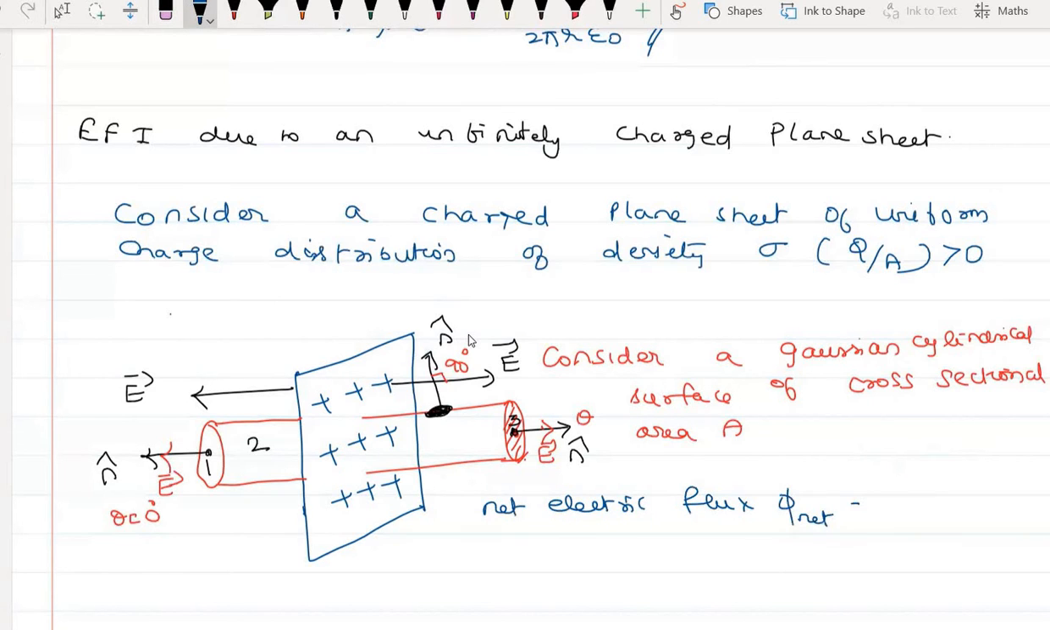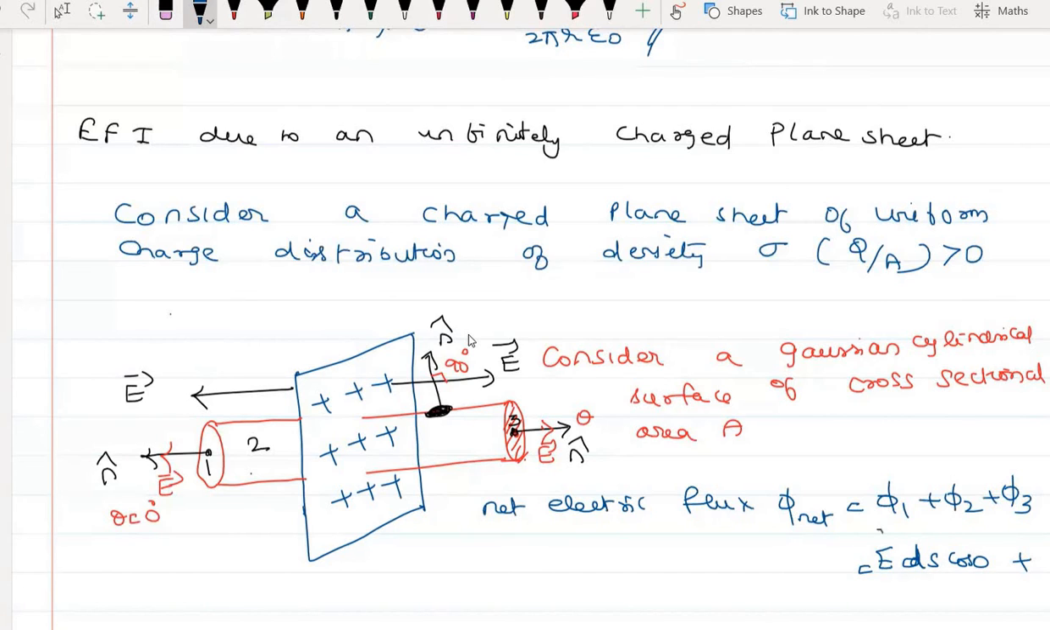Phi net will be nothing but phi1 plus phi2 plus phi3. In phi1, what is that value? It is E dot ds. What is this value? Cos 0, right? And phi2 is what? E ds dot, you use cos. Cos 90 plus E ds cos 0.